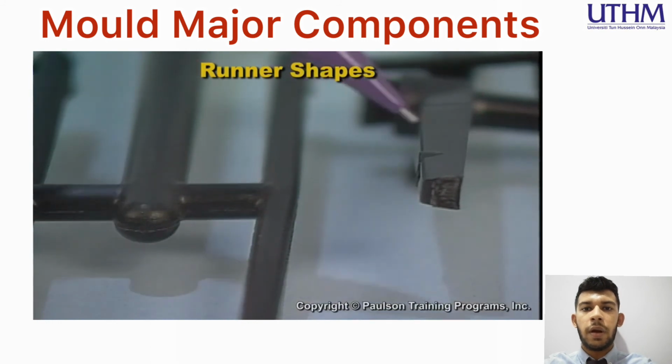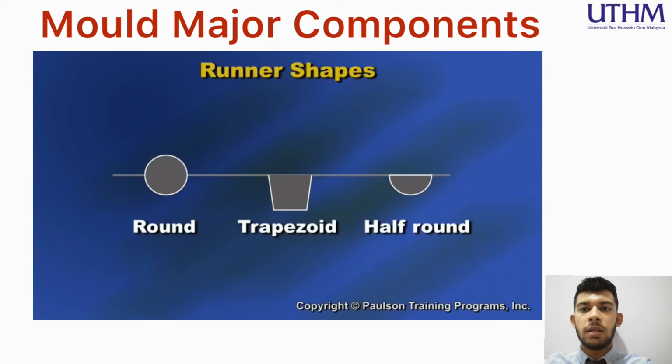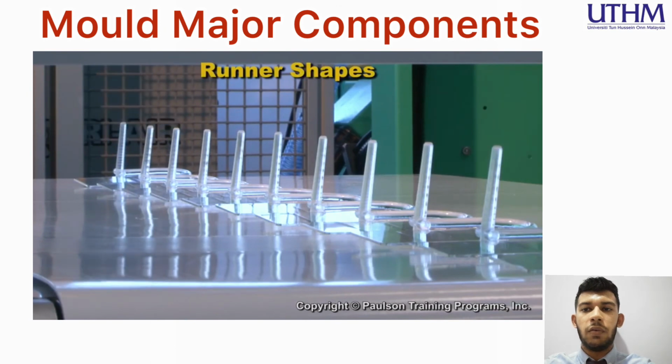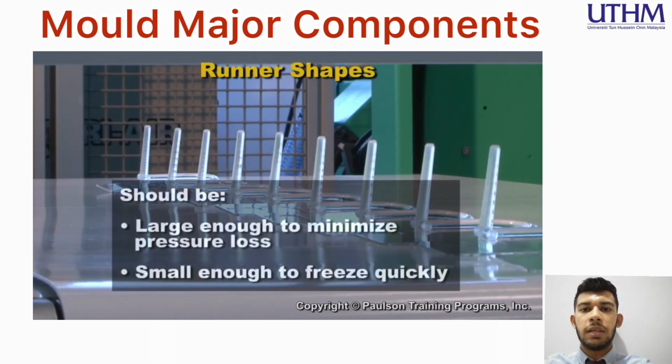The common runner shapes are round and trapezoid. Sometimes half-round runners are used. Runners are often oversized. The size of the runners should be large enough to allow plastic flow without a large pressure loss, but small enough to be frozen when the molded part has been cooled.